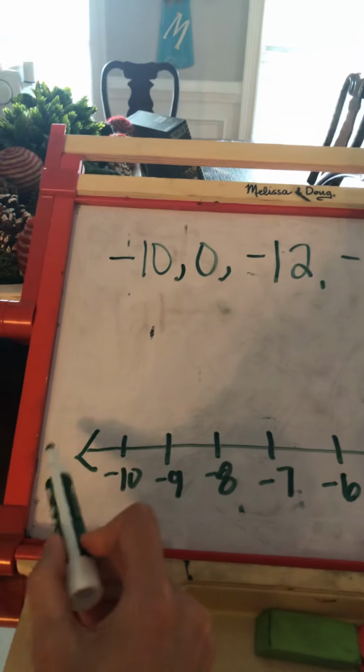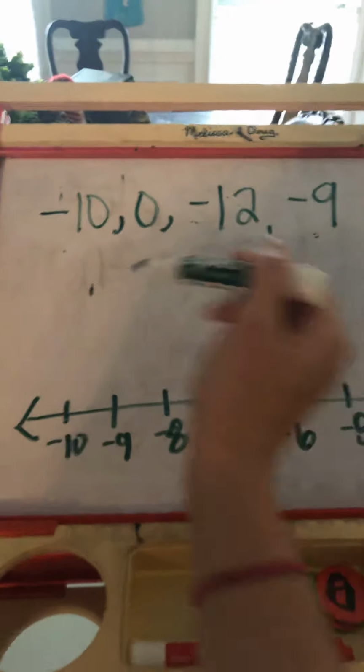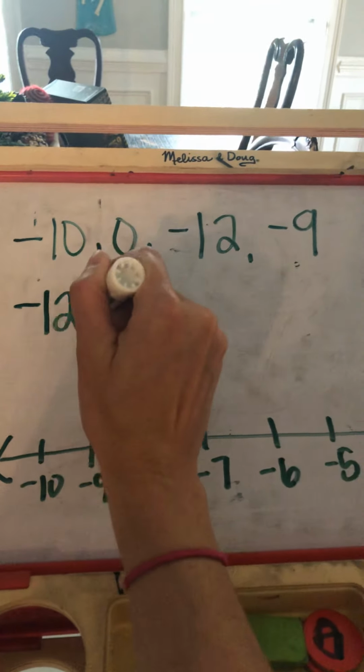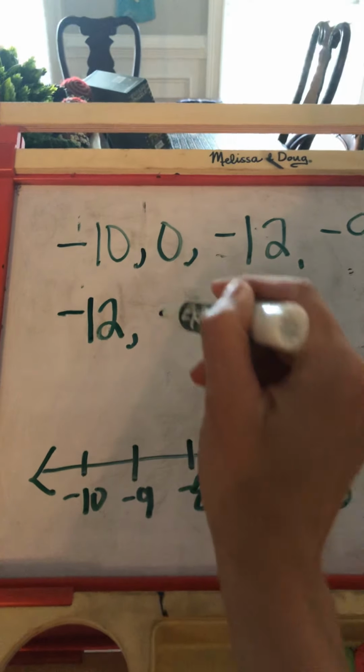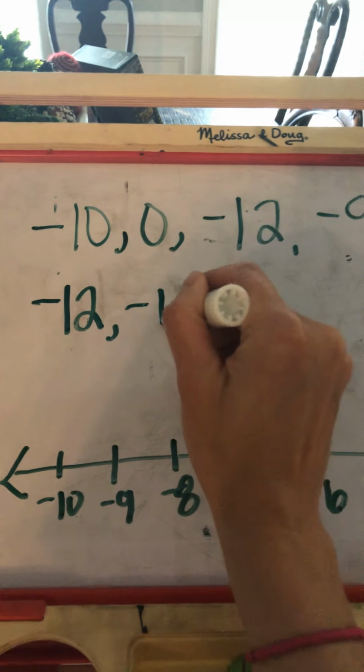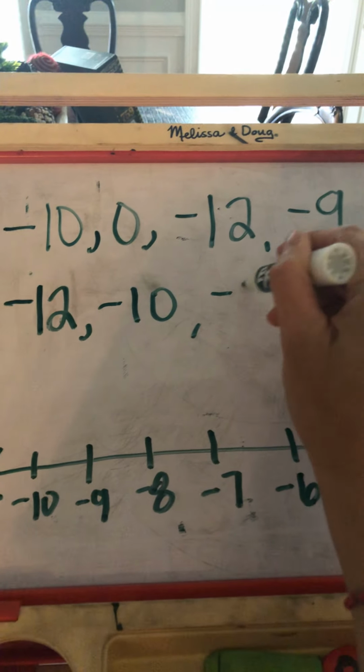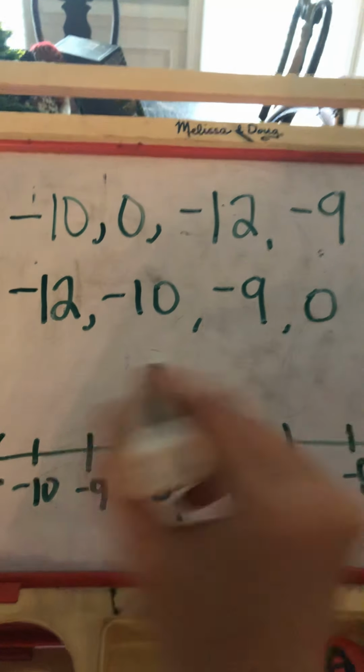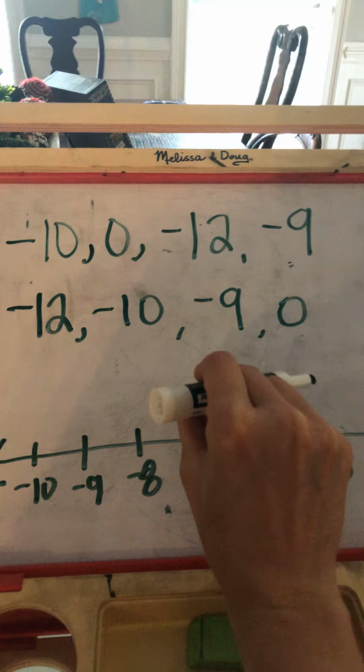So the first number I would have on the left over here would be my negative 12, and then negative 10, negative 9, and then 0. So from least to greatest, okay?